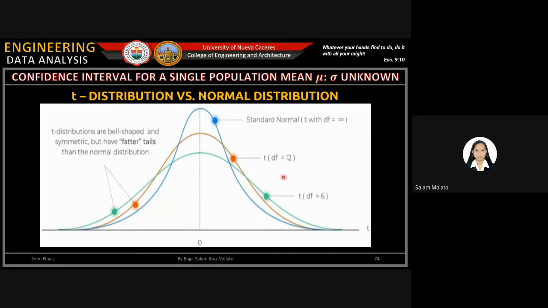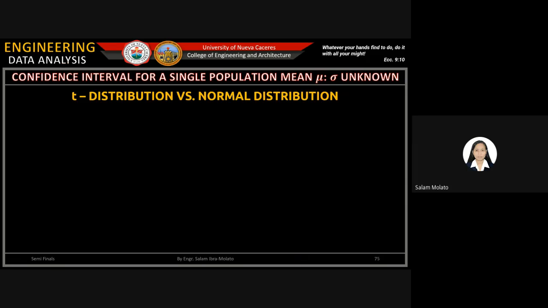As you can see, meron tayong DF. So, DF daw nito is equal to 12, while the green one is equal to 6. So, later, we will talk about that, kung ano yan. Okay? Alright. So, the variance of the T distribution is greater than 1. Okay? Because we know na meron siyang mas spread compared sa normal distribution.